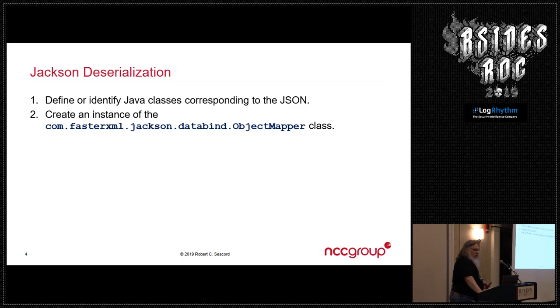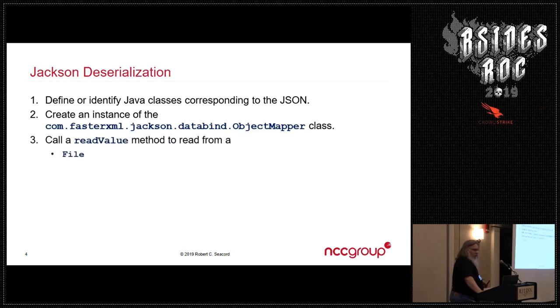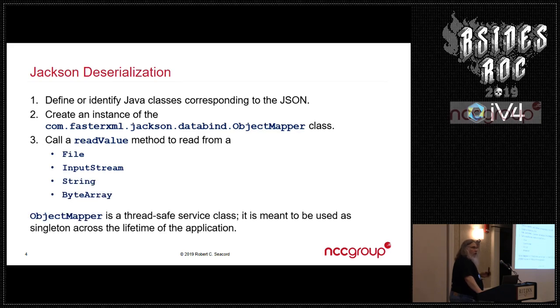An ObjectMapper is actually a bit simpler than Java serialization. ObjectMapper does serialization and deserialization for you, and you basically just create one instance of it and keep it around the entire time. ObjectMapper has a readValue method, which will read in a JSON object from a file, input stream, string, or byte array. It's a thread-safe service class, so you can instantiate it once and keep it around for your whole application. You want to do that because the startup time for this object is pretty expensive.